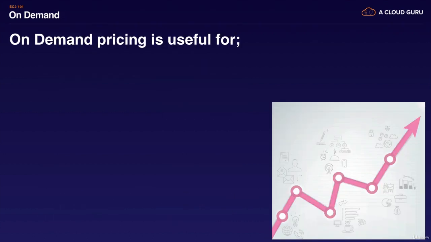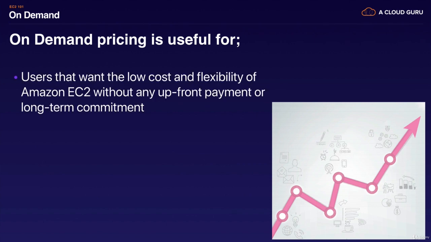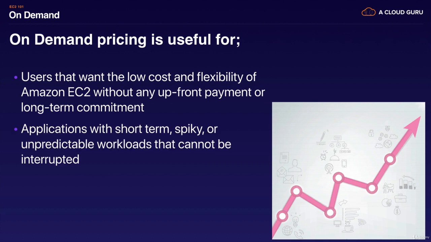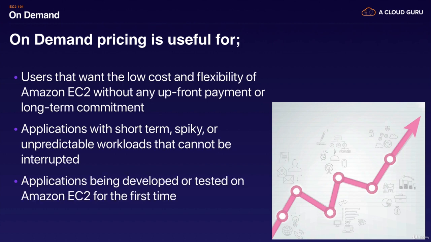So we'll start with on-demand. On-demand pricing is useful for users that want the low cost and flexibility of Amazon's EC2 without any upfront payment or long-term commitments. It's also good for applications with short-term, spiky, or unpredictable workloads that cannot be interrupted, and applications that are being developed or tested on Amazon's EC2 for the first time. And we're basically going to be using on-demand for the rest of this course.